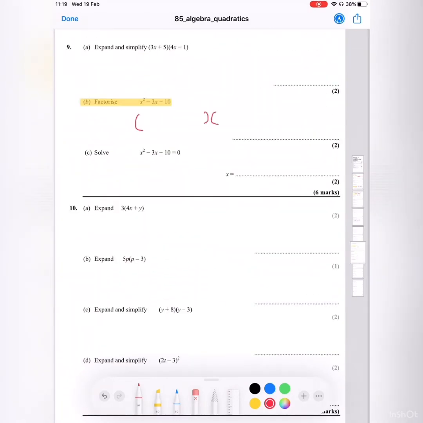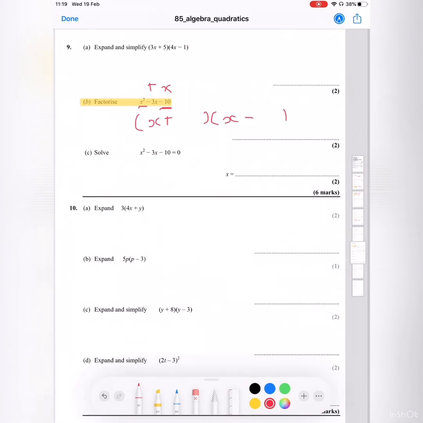Because there's 3 terms and nothing common, x goes at the beginning because it's x squared. And then we need to find 2 numbers. This time they times to get negative 10 and they add to get negative 3. So we know one must be a positive and one must be a negative, otherwise we cannot get a negative when timesing.